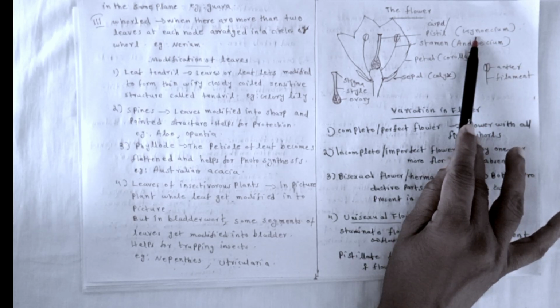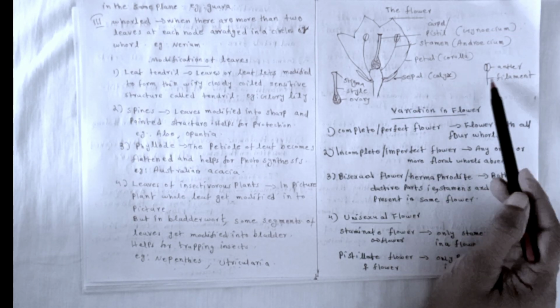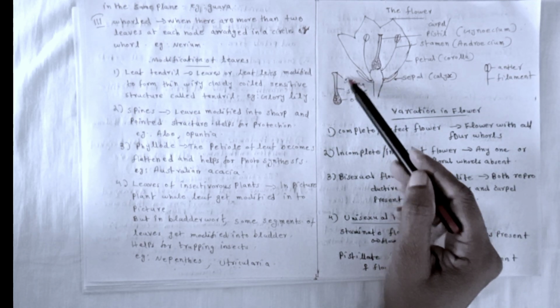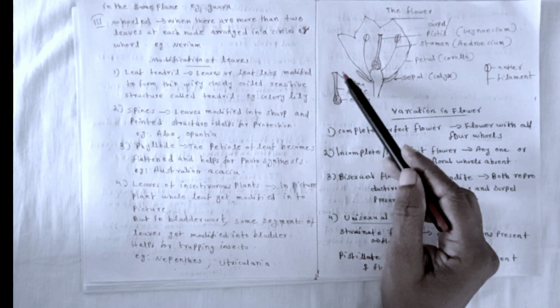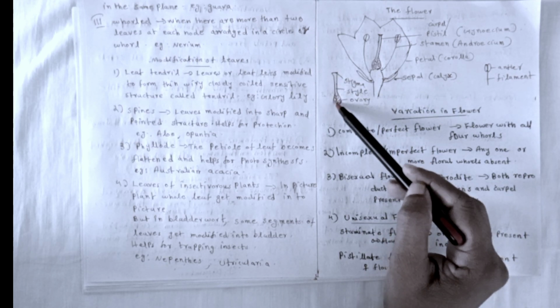Then here is the stamen with the anther and filament. This is the male reproductive organ. The carpel is the female reproductive organ with the stigma, style and ovary. Ovary with the ovules.